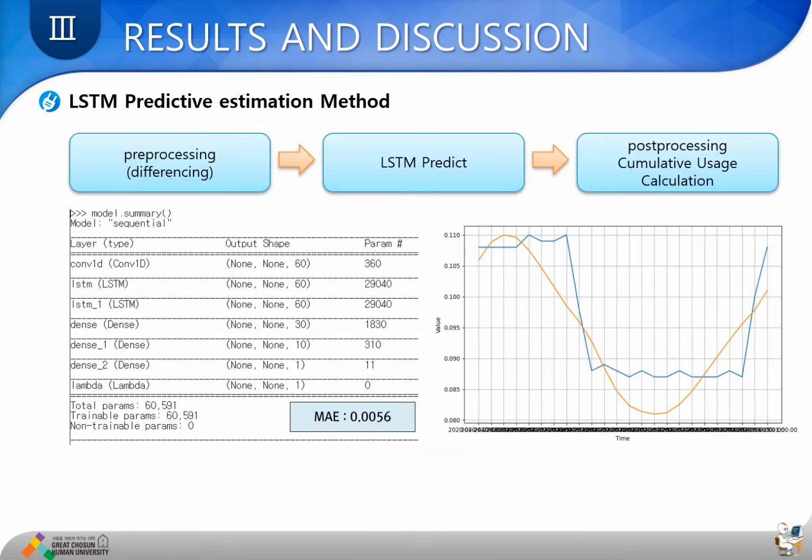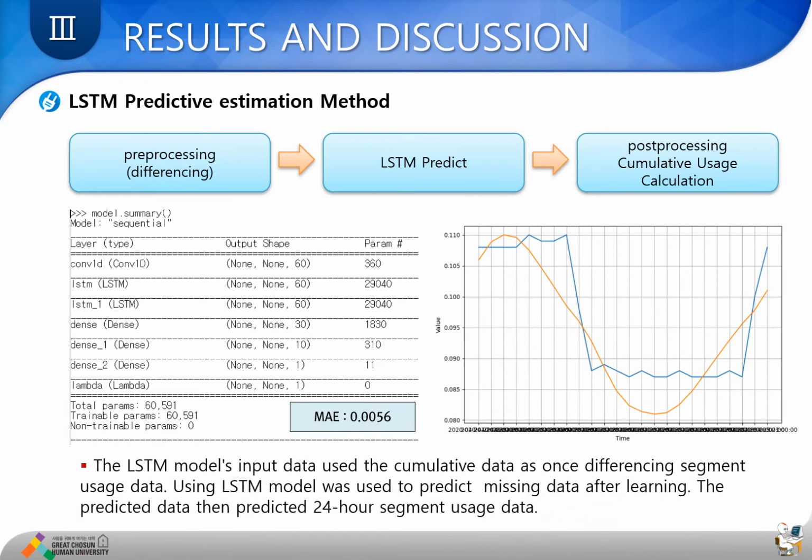This page is the LSTM predictive estimation method. The LSTM model's input data used the cumulative data as well as differenced segment usage data. The LSTM model was run to predict missing data, predicting 24 hours of segment usage data. The first cumulative usage estimated by LSTM was obtained by adding the estimated power usage of the first hour to the cumulative power usage of the time zone before the start of the missing section. Next, the second data was estimated by adding the second forecast to the first estimated data.